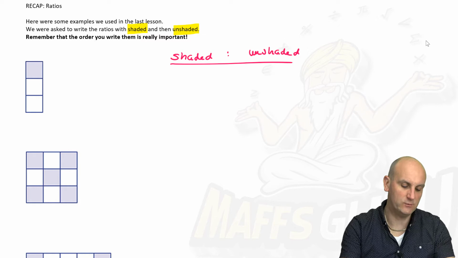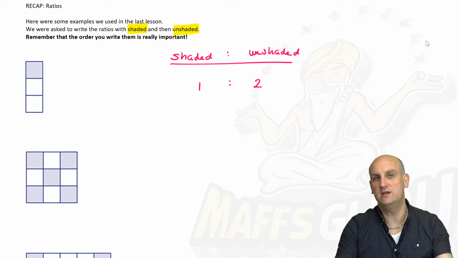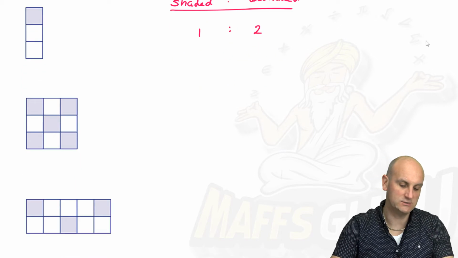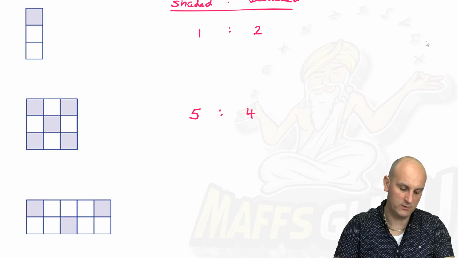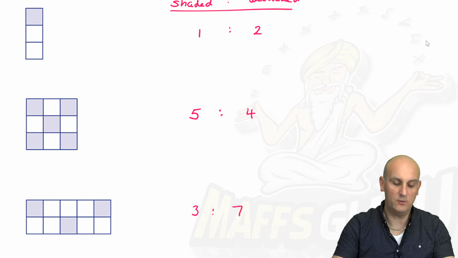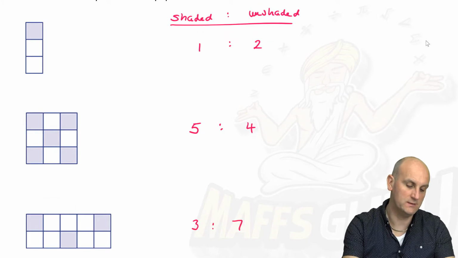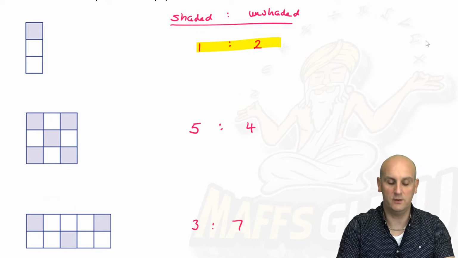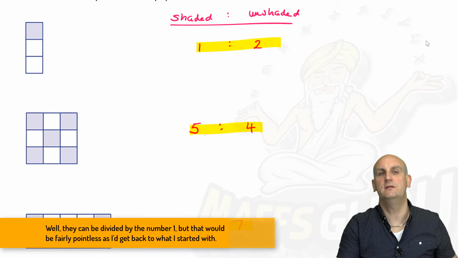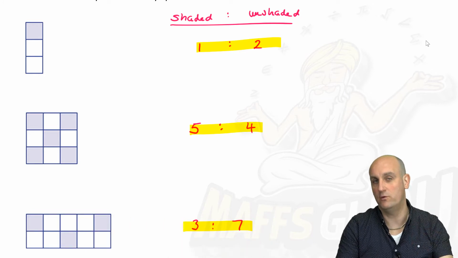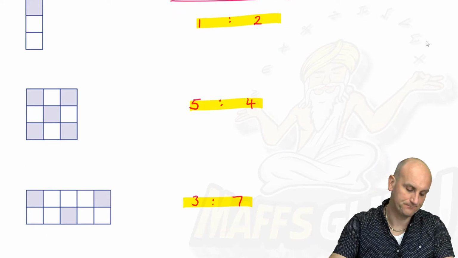So how many shaded were there? One. How many unshaded? Two. So that meant for every one shaded, there were two unshaded. Let's scroll up and do this one here. How many shaded were there? Five, and four unshaded. And then if we go down to here, if I remember rightly, there was three to seven. Now what we notice with all of those numbers on the screen at the moment is that nothing can divide into one and two, nothing can divide into five and four, and nothing can divide into three and seven to take it into a simpler form. And with ratios, we generally want to try and make it simpler if we can.